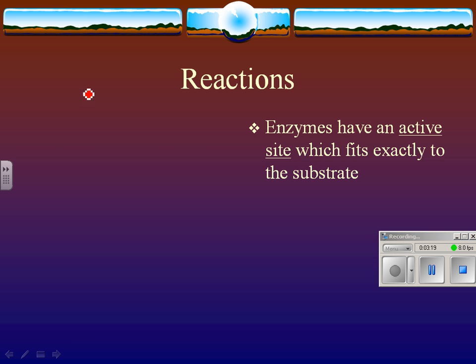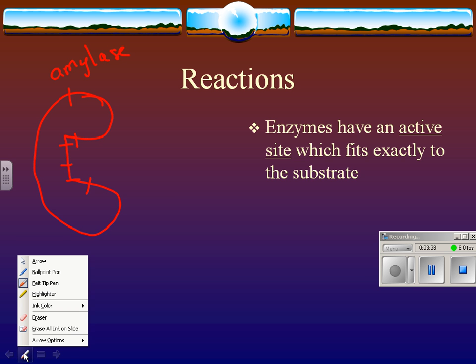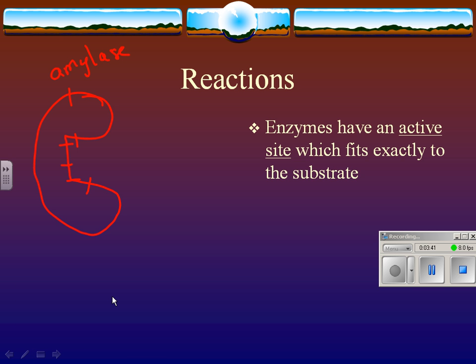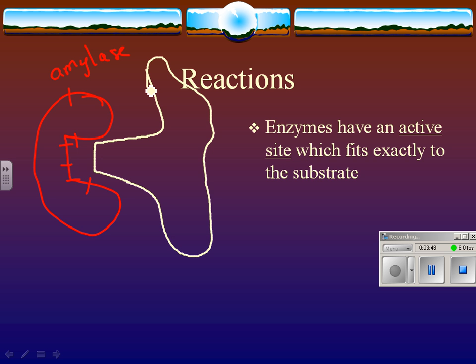And I'll just make a quick sketch. So an enzyme might look like this. Okay? This part of the enzyme is called its active site. So if this is the enzyme amylase in your mouth, it would fit with a molecule that looks something like this, which could be starch. And so starch would fit right in there, and this enzyme would break the starch apart.